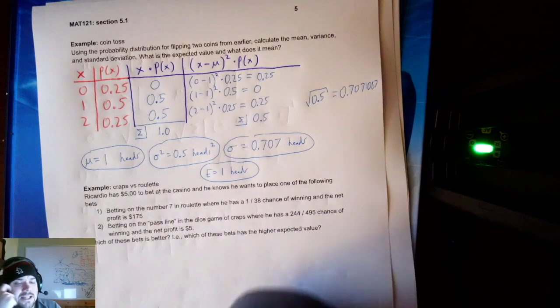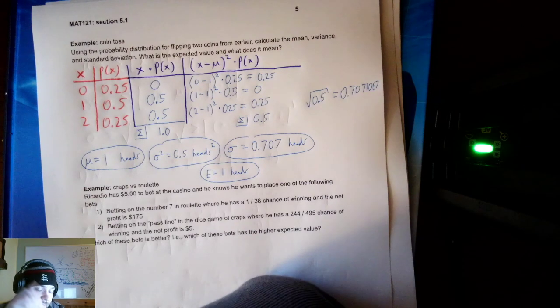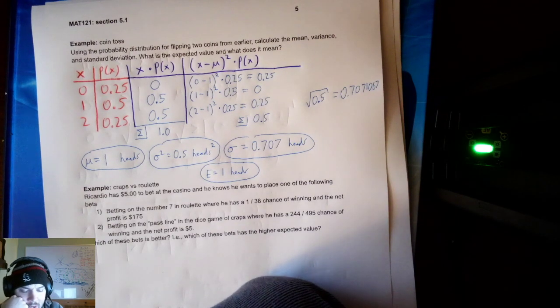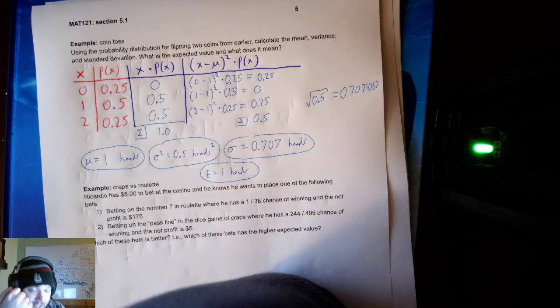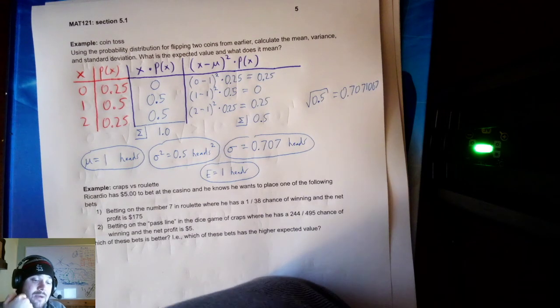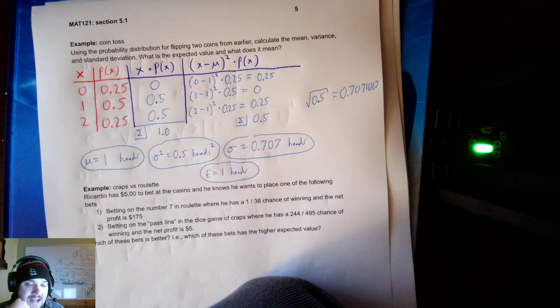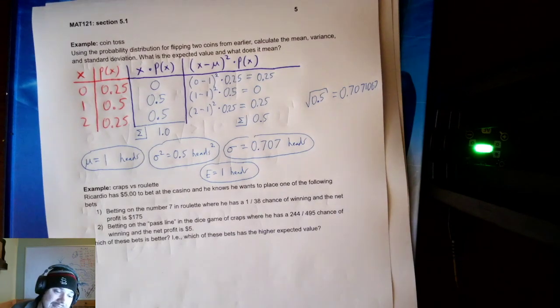Let's think about what it means for a second. The expected value is 1 heads. That means if I flip 2 coins, I should expect to get 1 heads. That does not mean I will get 1 heads every time. But if I were to flip 2 coins 1,000 times in a row and divide the number of heads I got each time by 1,000, I should get 1 on average over the course of many trials, right?